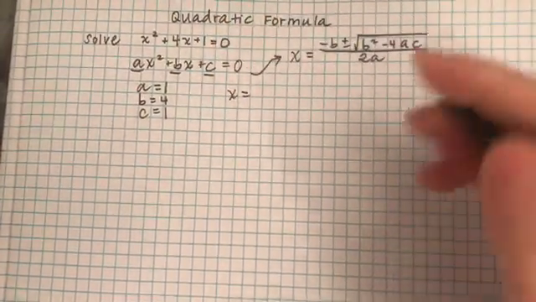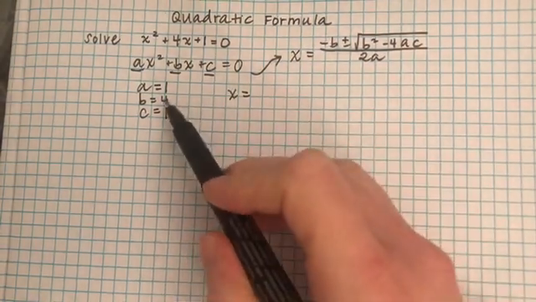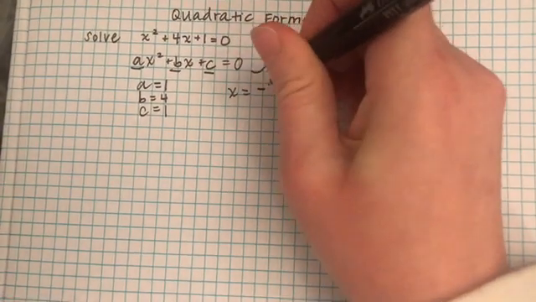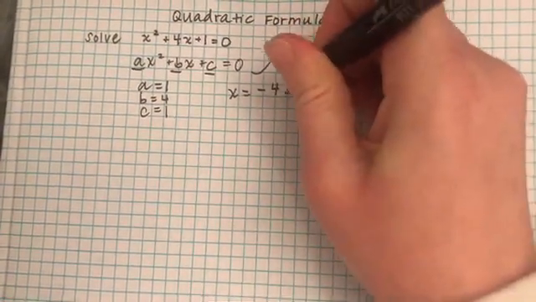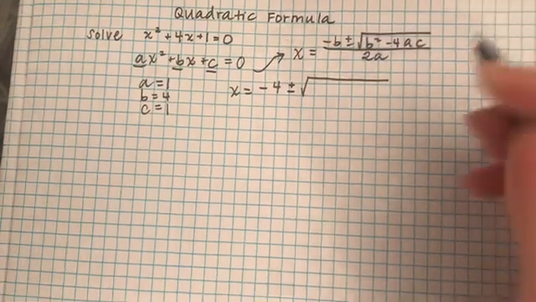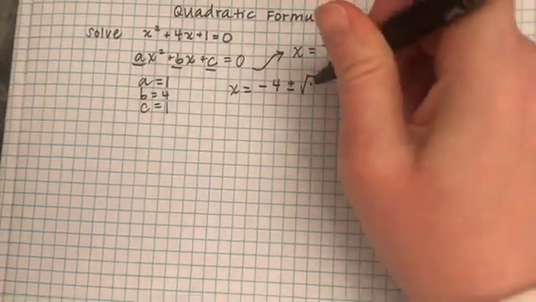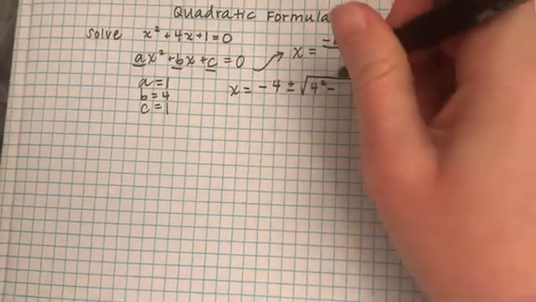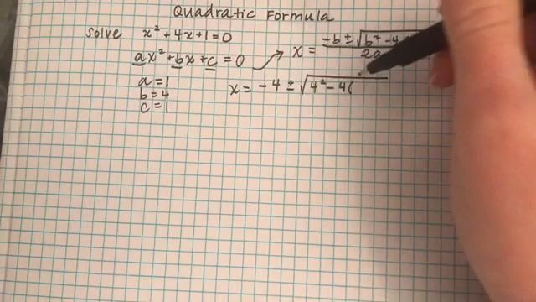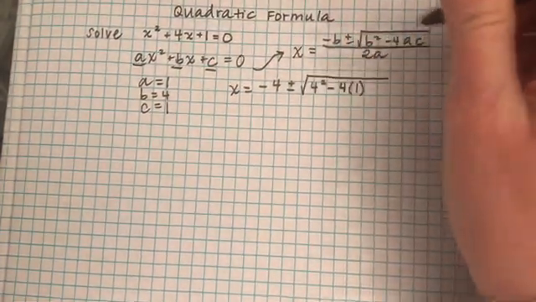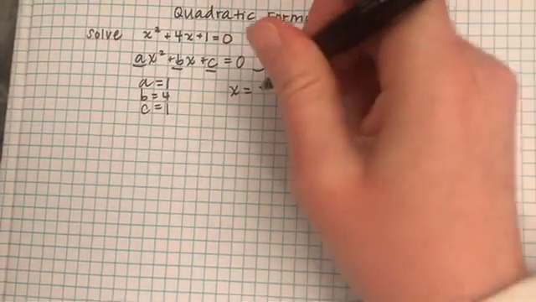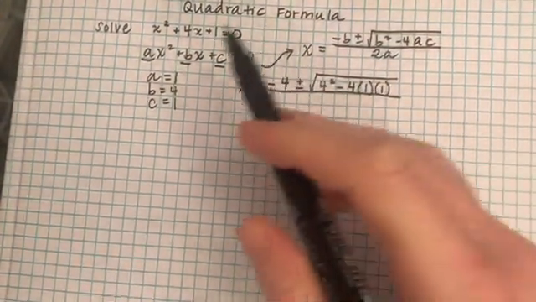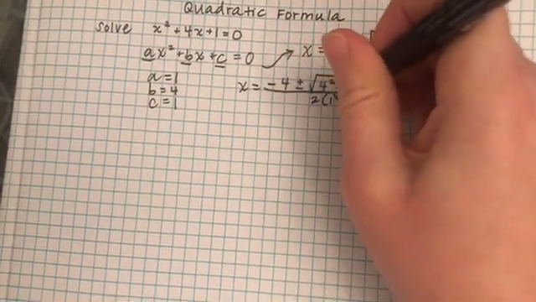So I have x equals, it's a negative b, so that means I need to change the sign of b. If I have a positive 4, that becomes a negative 4. And then that plus or minus, I'll show you how that works in just a minute. The square root of b squared, so that's 4 squared, minus 4 times a times c. So I'm going to show all of that in brackets. 4 times 1 times c, which is also 1. And then that will all be divided by 2 times a, so 2 times 1.